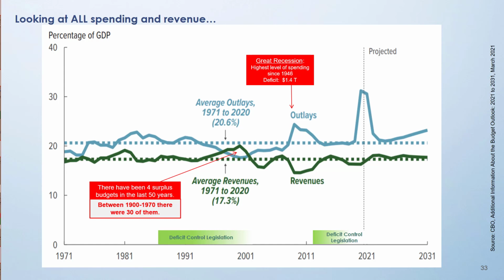But those large deficits at the period of the Great Recession were eclipsed during the pandemic, where we had a $3 trillion deficit in 2020, a $2.8 trillion deficit in 2021, and a projection of a $1.2 trillion deficit in 2022.